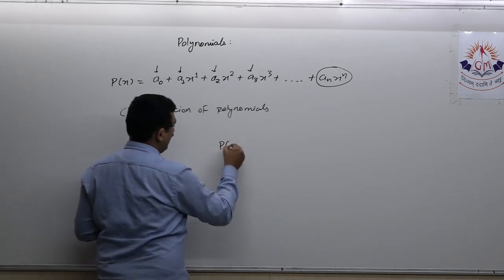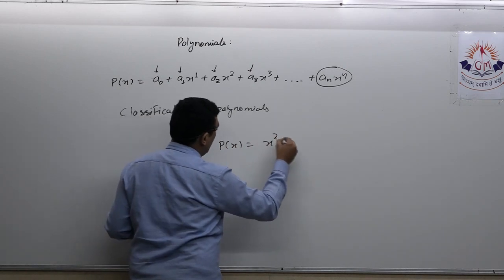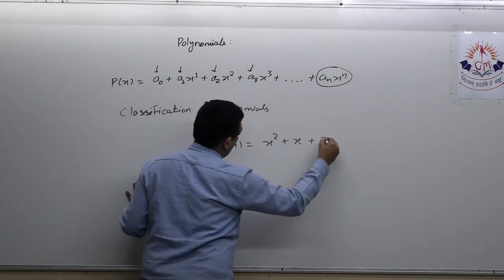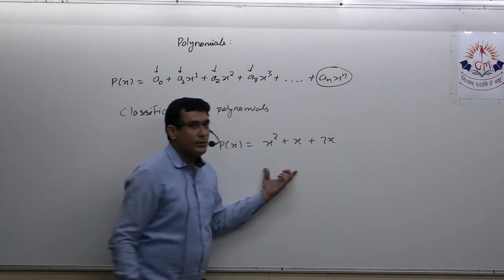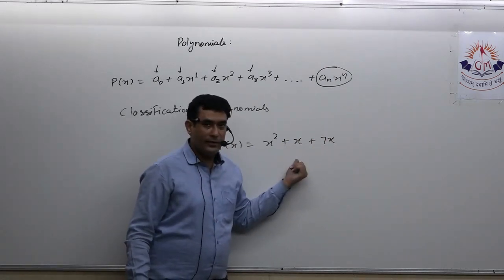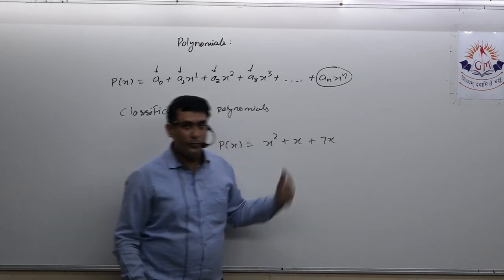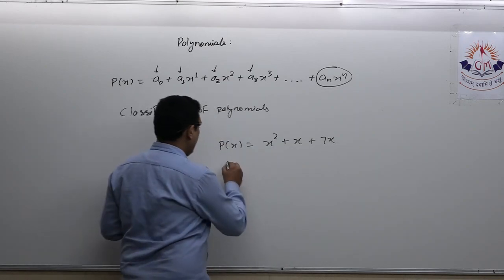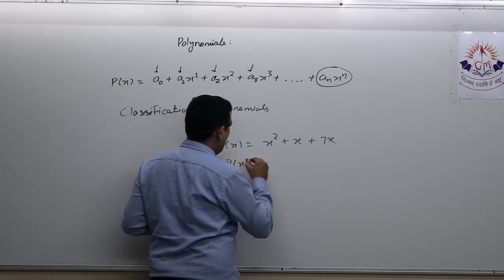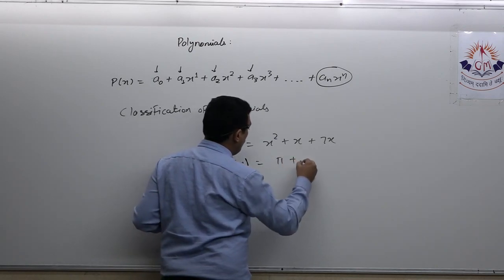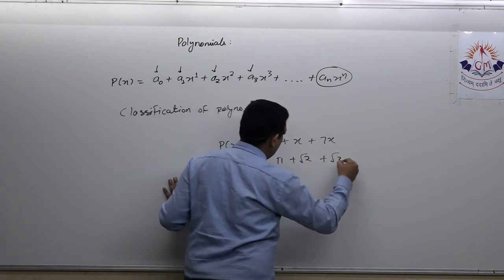So if I say p(x) is equal to x square plus x plus 7x, this is not a trinomial because here x and 7x I can add and that will become 8x. So it's a binomial. Okay, if I write p(x) is equal to pi plus root 2 plus root 3.